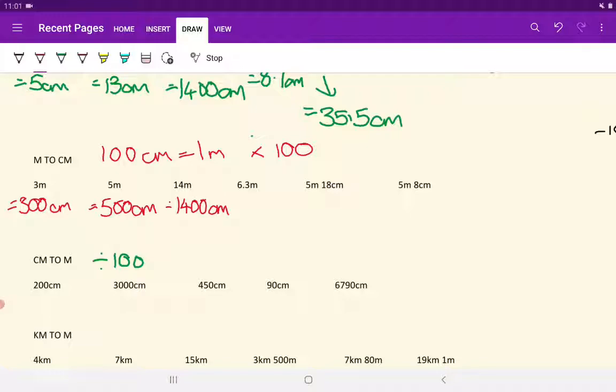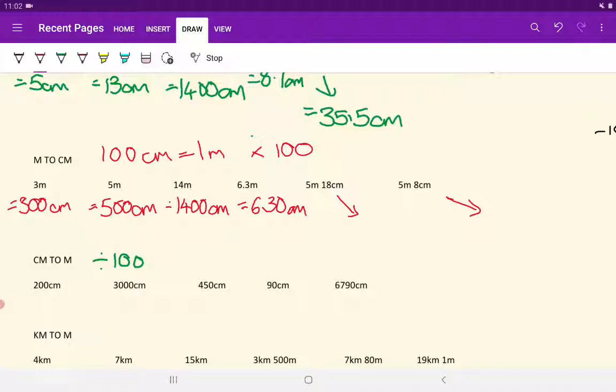Now, next one's a decimal one. 6.3, when we times that by 100, if it was just 6 metres, it would be 600. So this one's going to be 630 centimetres. Now, the last two are written a little bit like the ones we did previously.